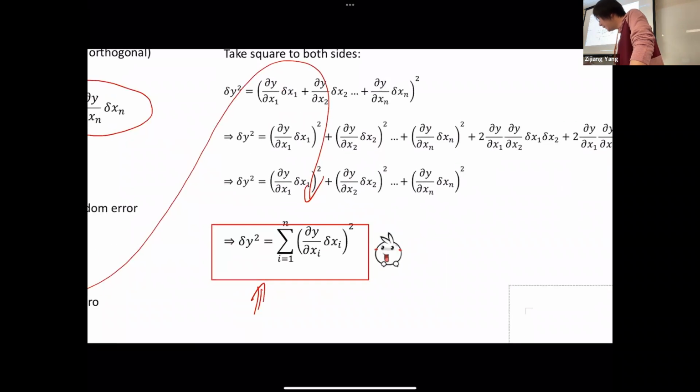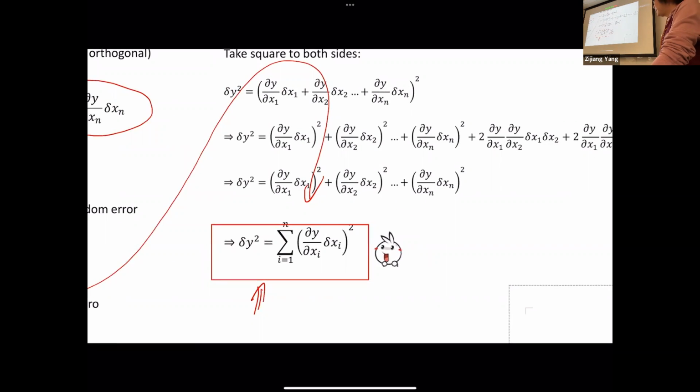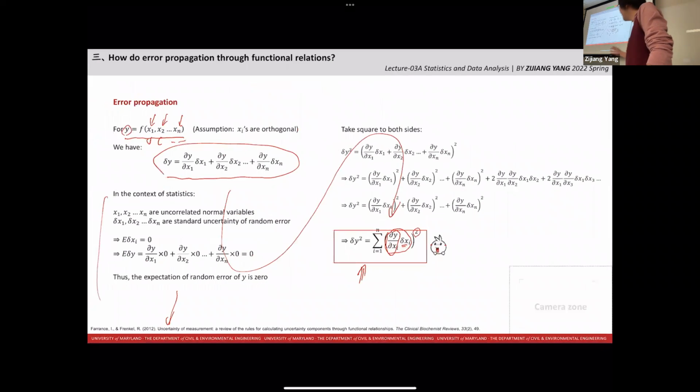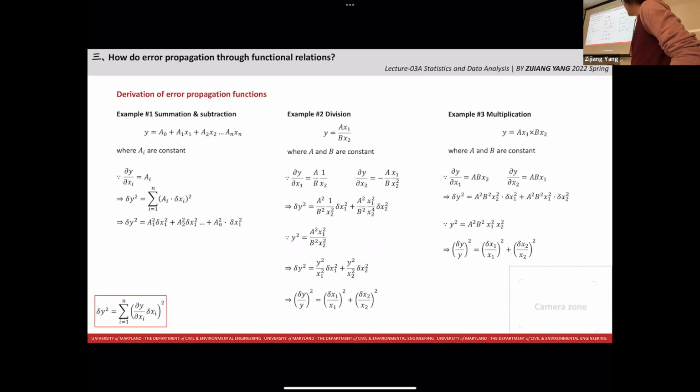The result is delta y squared equals the sum of these parts, each squared. We can see this is the slope with respect to xi, and this is delta xi. Then we take the square and make the summation. Again, we do not have to use this to do the calculation, but I just want to show this one.